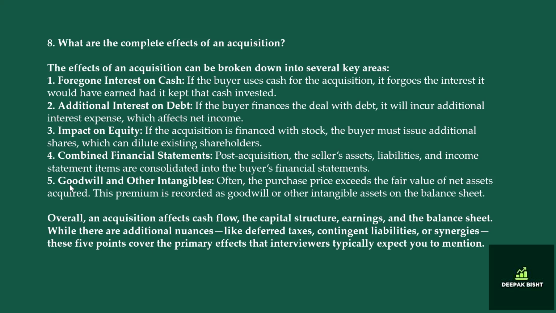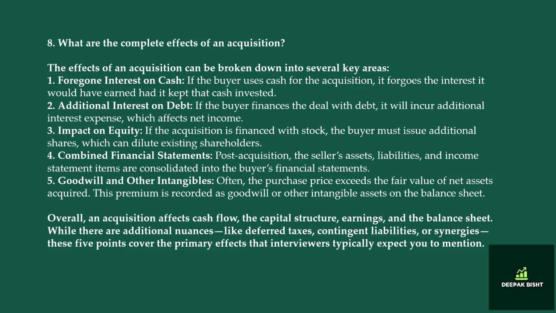And the goodwill and other intangible assets. So, if the purchase price exceeds the fair value of the target's net assets, the excess is recorded as goodwill or other intangible assets. Goodwill actually represents the premium paid for expected synergies, strategic value, or market position, and it is not amortized but must be tested for impairment annually. The impact of goodwill and intangible assets appears on the balance sheet, and impairment in future years could reduce net income.